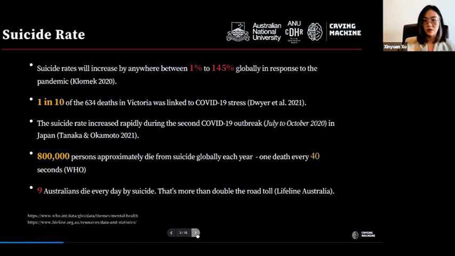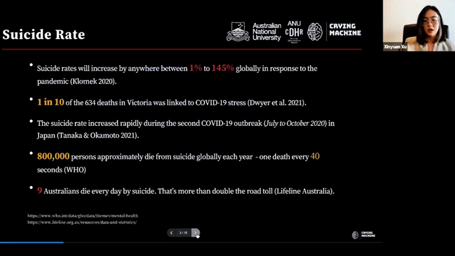Suicide is a leading cause of death worldwide. In particular, recent studies modeled the effect of the pandemic on suicide rates and predicted that there would be an increase ranging from 1% to 145%. The latest studies also demonstrated that 1 in 10 of the 634 deaths in Victoria, Australia was linked to COVID-19 stress. And the suicide rate increased rapidly during the second COVID-19 outbreak in Japan.